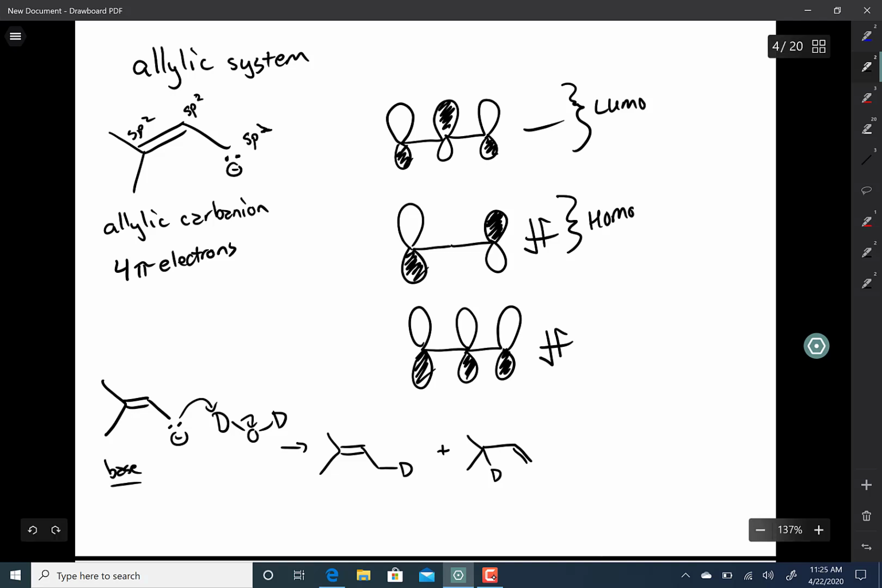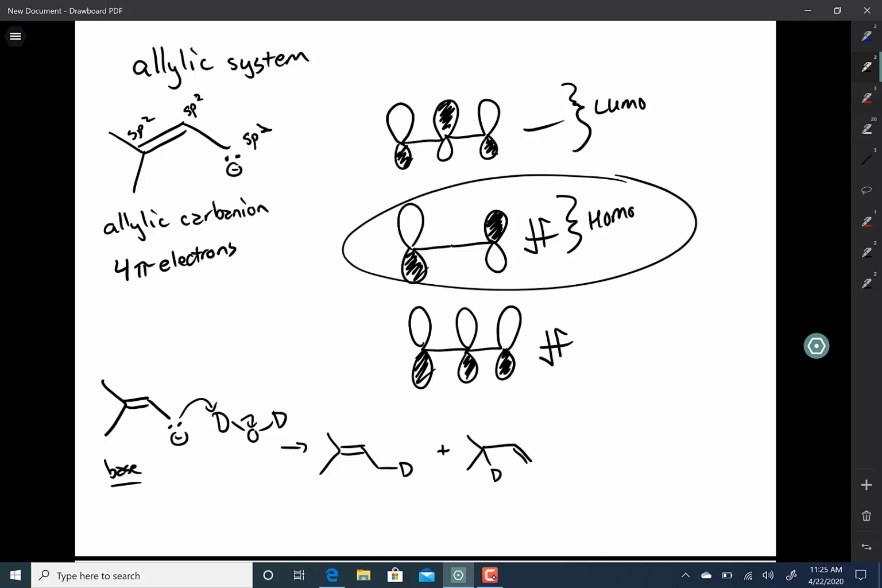Base is an electron donor, so it's going to use the highest energy electrons it has, most likely. It's going to use the HOMO. And where there's sites of electron density are atoms 1 and 3. And so the deuterium ends up being added to atoms 1 and 3.